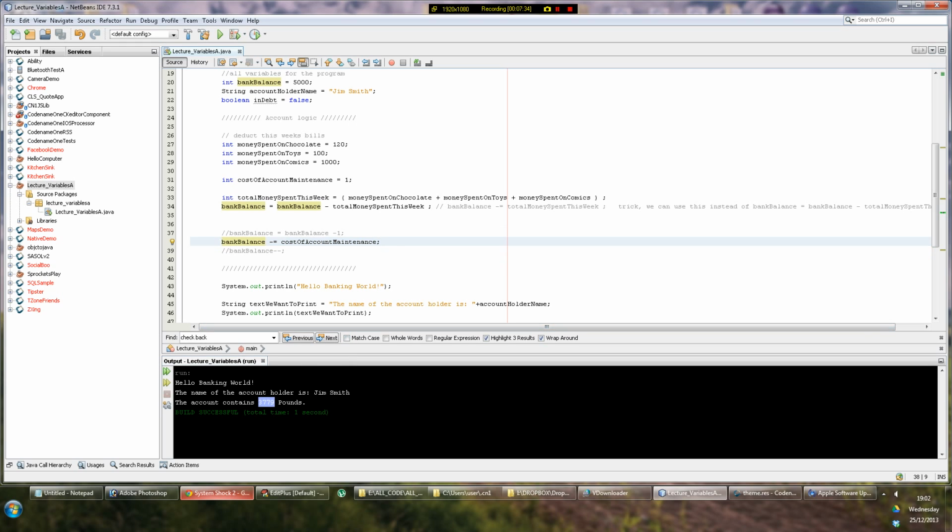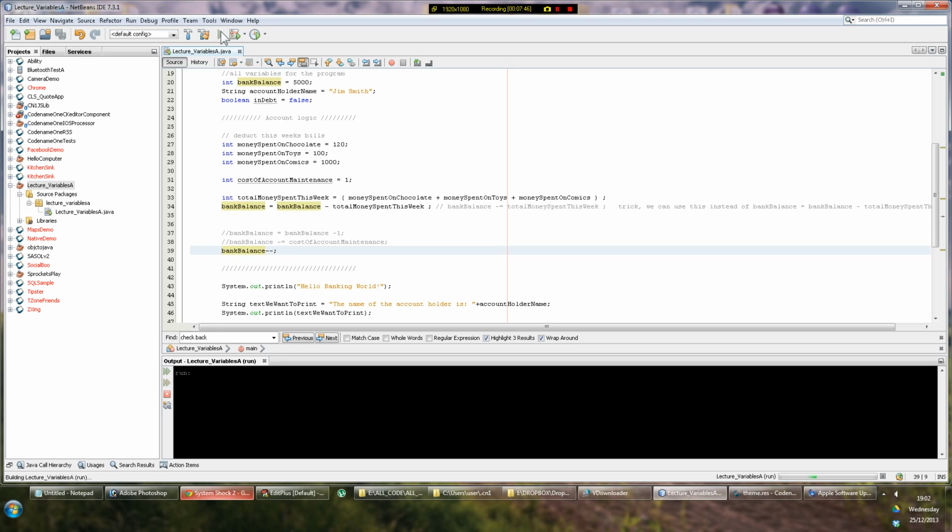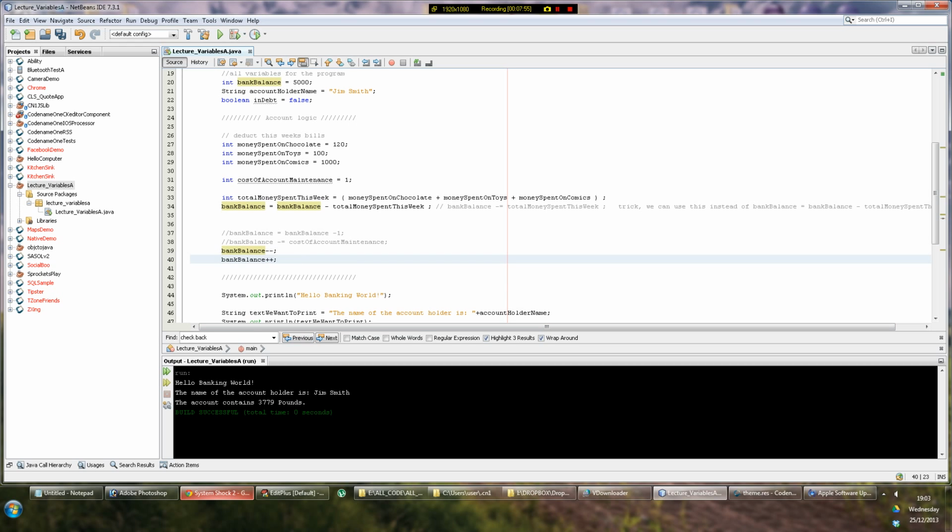So if we take that one out, don't execute that, and we put this one back in, it'll be the same result. Now what I'm trying to demonstrate is that bank balance minus minus literally means bank balance equals bank balance minus 1. And there we go, same result. And similarly, you can take bank balance plus plus like that, and that adds 1. So we'll actually see it'll say 3780 because it'll take 1 off, but then it'll add another 1, right? And that, as we can put in the comment here, is literally the equivalent to typing bank balance equals bank balance plus 1.